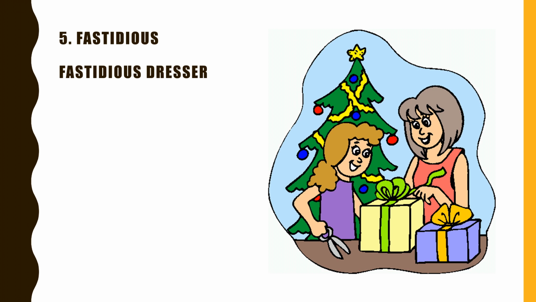Fastidious dresser. We're talking about a dresser who is difficult to please. So dresser here is nothing special. Dresser is a person who gets dressed. We're talking about how the person likes to dress. That person is very fussy and is not easily satisfied by anything.